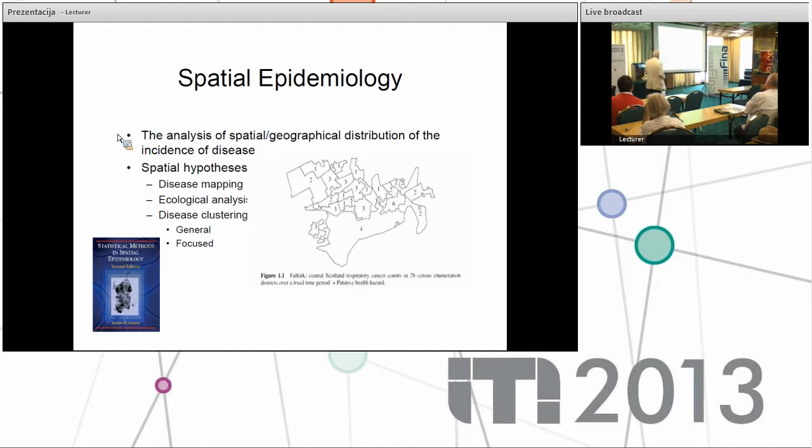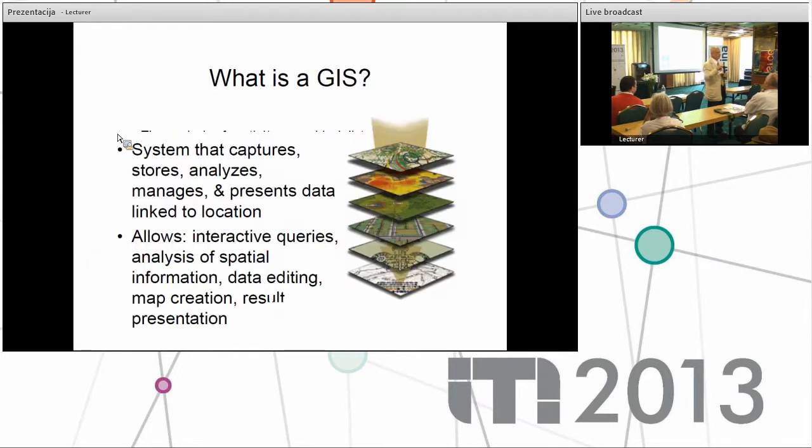So what is spatial epidemiology? It's the analysis of spatial and geographic distribution of the incidence of disease, but then also it's taking spatial hypotheses and doing disease mapping, ecological analysis, and looking at disease clustering. For me, it's not only using ecological or just current residents, but within the context of analytic epidemiology, it's how can we take residential history and other exposures and combine them to look at spatial time clustering. Okay?